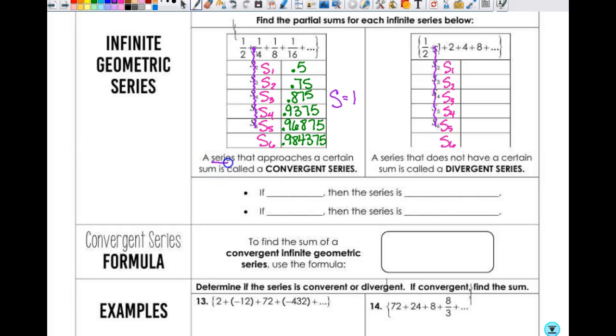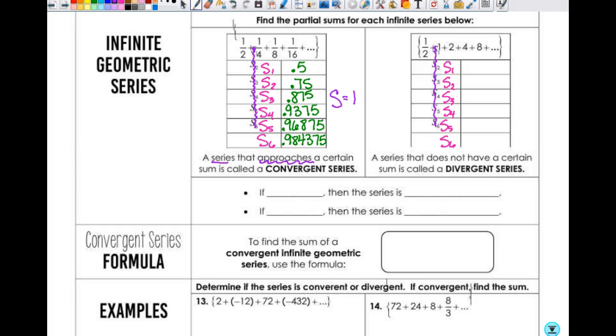Now, here's the key word here, though. It says a series that approaches a certain sum. So it technically never actually gets there, but it gets really, really close. Does that make sense? It's kind of like my distance from here to that podium. If I cut the distance in half, and then cut it in half again, and keep cutting the distance in half, will I ever actually reach it? No. But it's like my limit, kind of like an asymptote. It's like a limit, and we'll get to those limits.